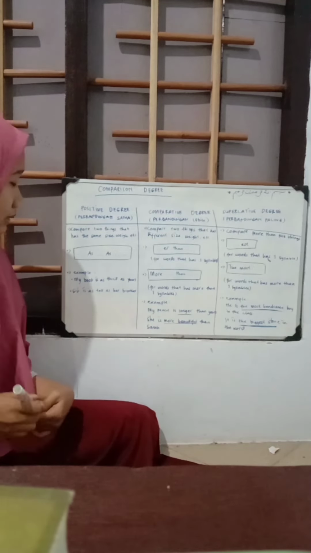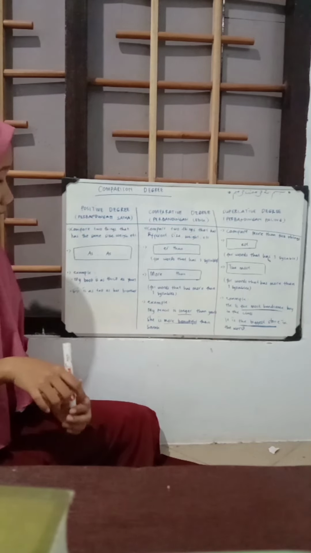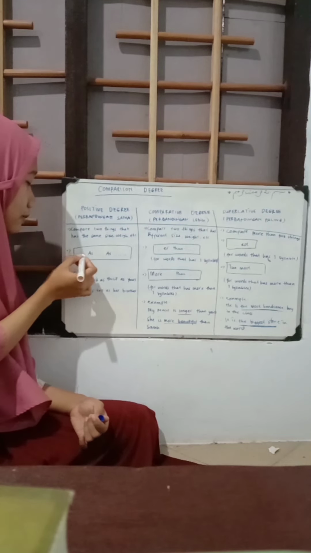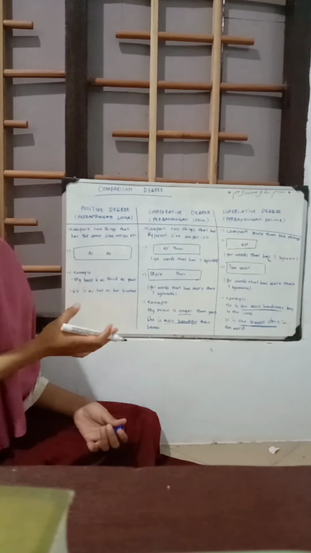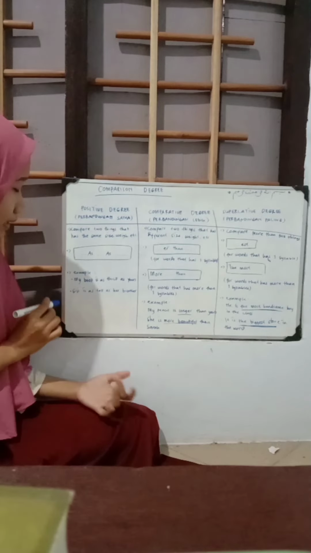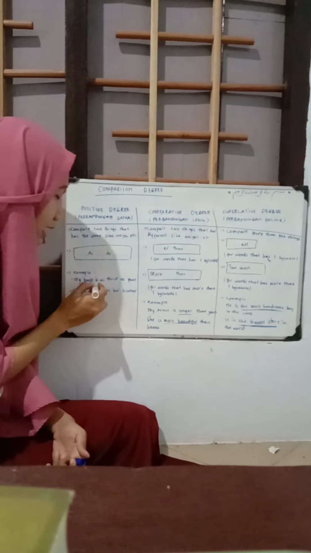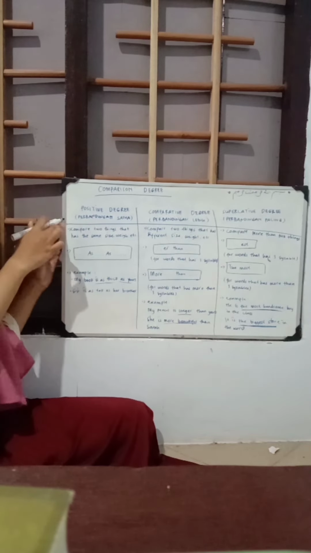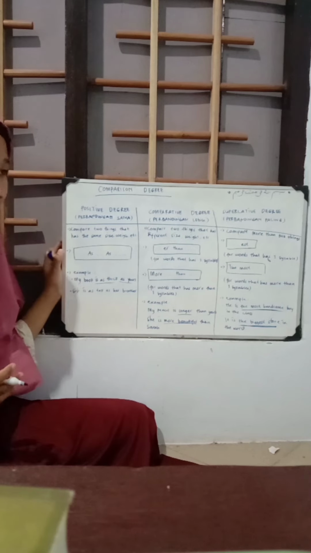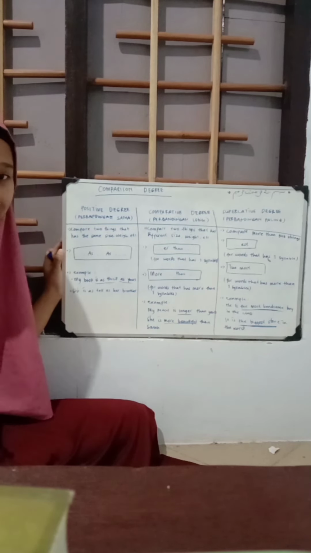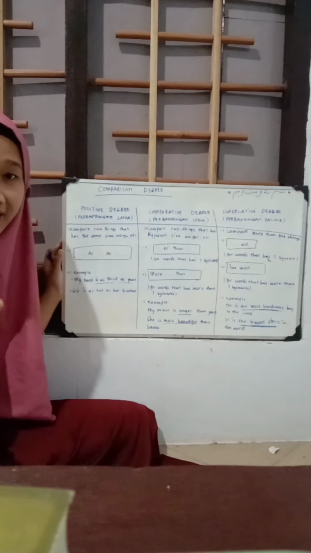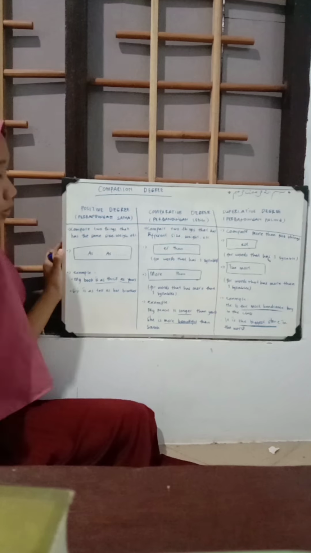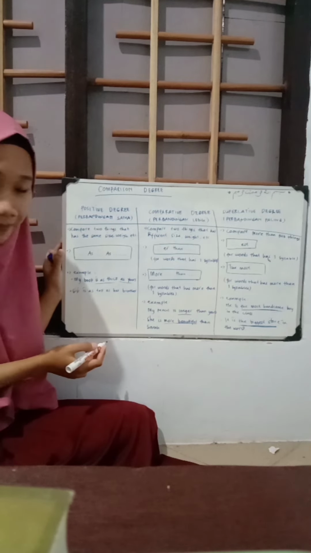Before we go to the example, we have the pattern. The pattern is blah blah blah as blah blah blah as. So for example, my book is as thick as yours. I have a book and you also have a book. My book and your book have the same size, the same thickness. That's what we call a positive degree.